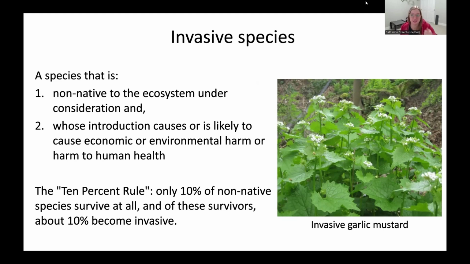Those two things, not native and harming the environment, along with being hard to get rid of, are pretty key about being an invasive species. In general, we have something called the 10% rule. Only 10% of non-natives can survive in a new place at all. And of those 10% that can survive, 10% will be invasive. So only 1% of all plants have the ability to do this, but 1% of all plants is a lot of plants. And so it is quite the problem.